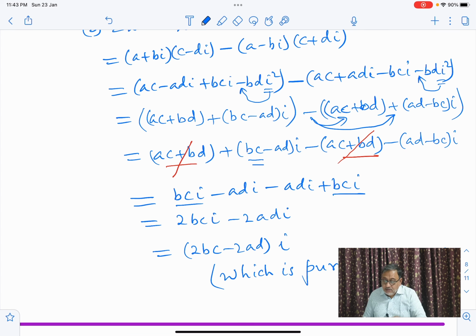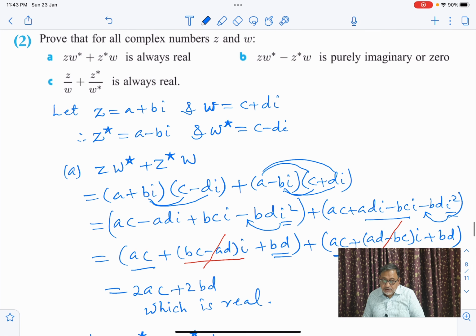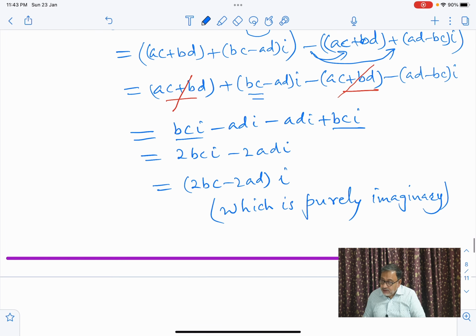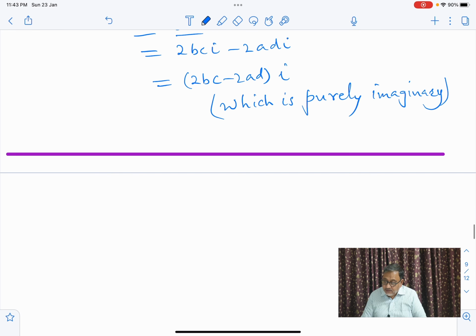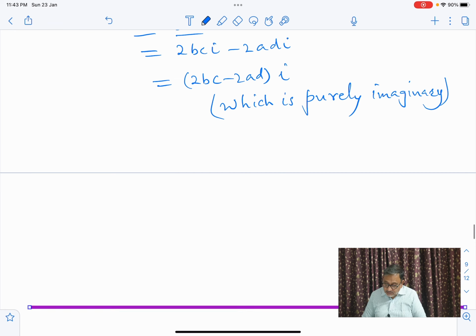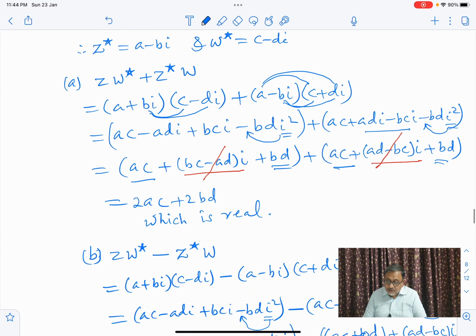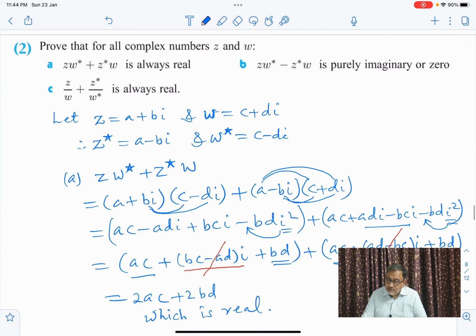Okay. Now I think there is one more part, C. So I will add one more page to this. Yeah. This ending line I will take down. Then let me copy that part here as it is.